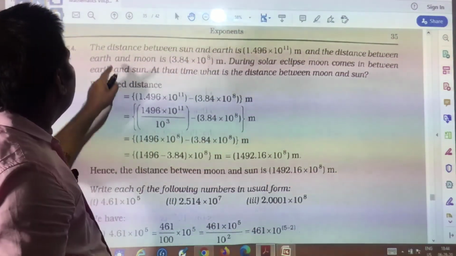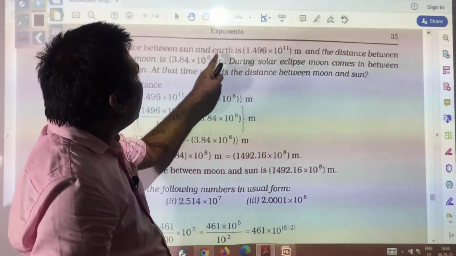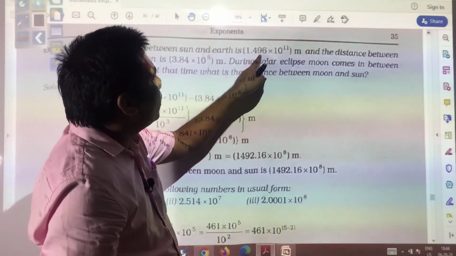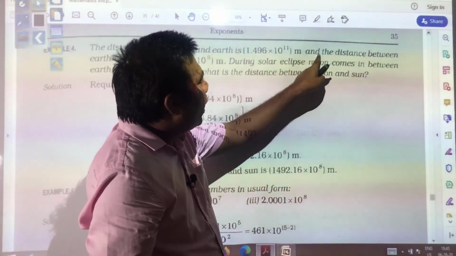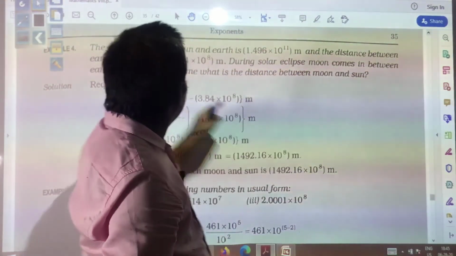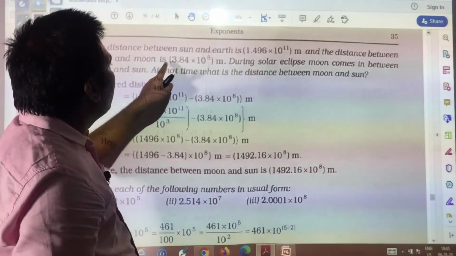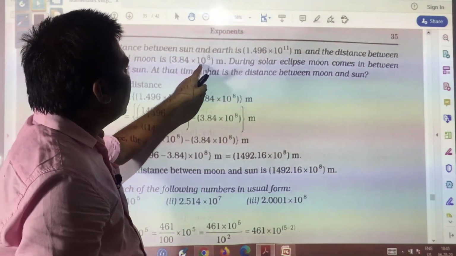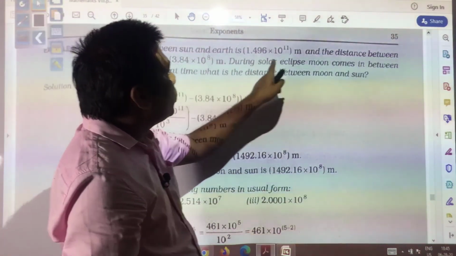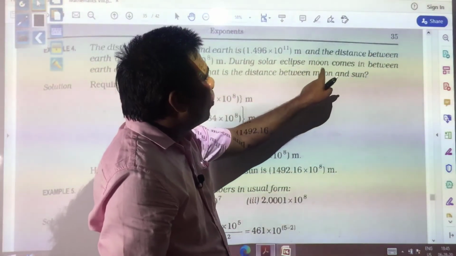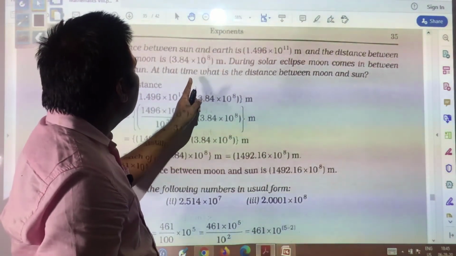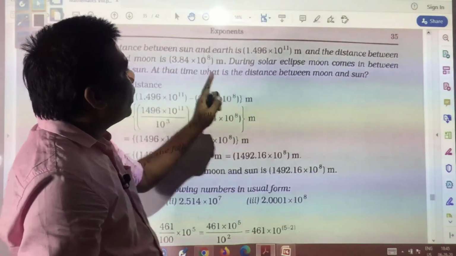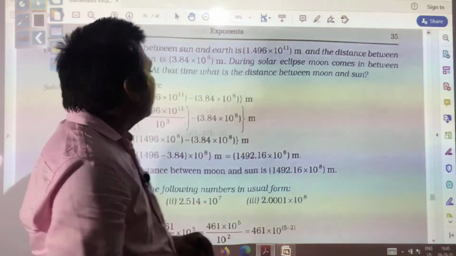Next question you have: the distance between sun and earth is 1.496 into 10 to the power 11 meter, and the distance between earth and moon is 3.84 into 10 to the power 8 meter. During a solar eclipse, the moon comes in between earth and sun. At that time, what is the distance between moon and sun?